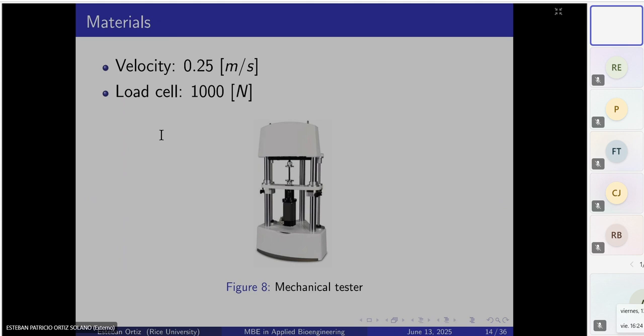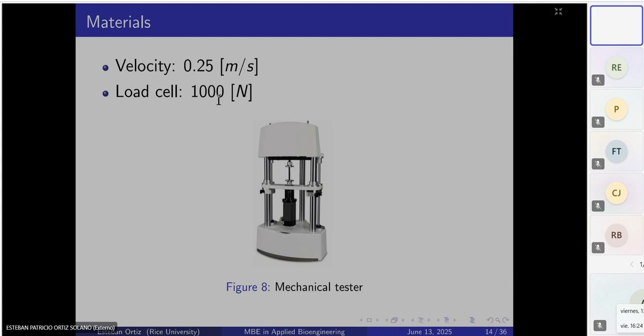I also want to say that, if you're biomedical or mechanical, maybe you're familiar with bigger machines, like machines for metals, machines for ceramics, machines for polymers. But when you're trying to characterize the mechanical behavior of tissue, you need special machines. And this is an example.